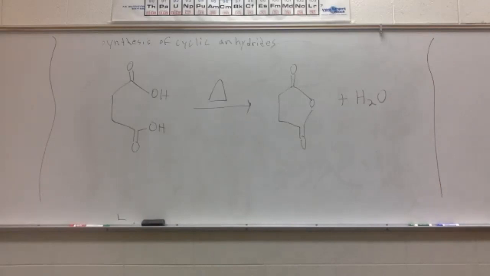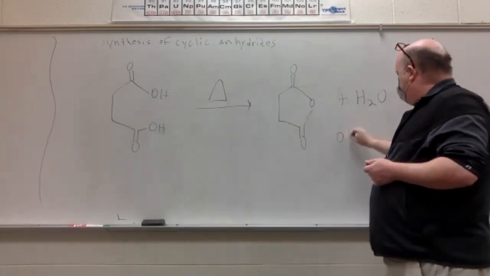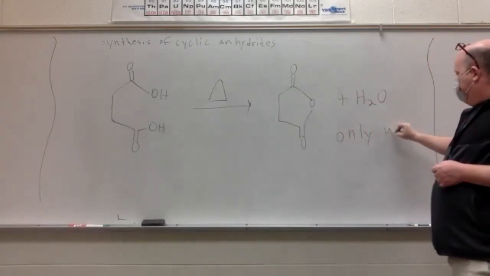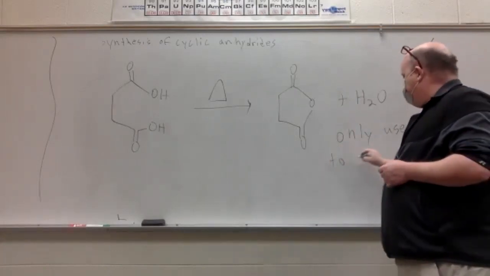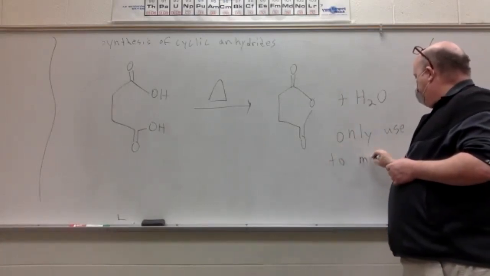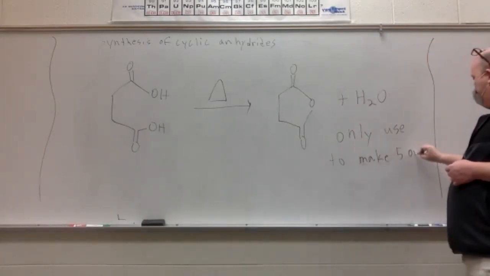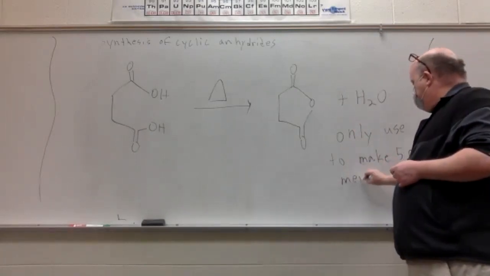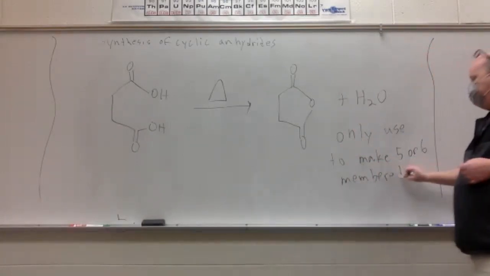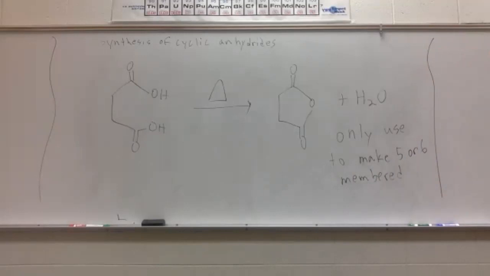This is very situational though. This can only be done to make 5 or 6 membered rings. Does not work very well to make 4 or 7, anything bigger or smaller. Any guesses why? 2 words. What's that? It is not steric hindrance. 2 other words.